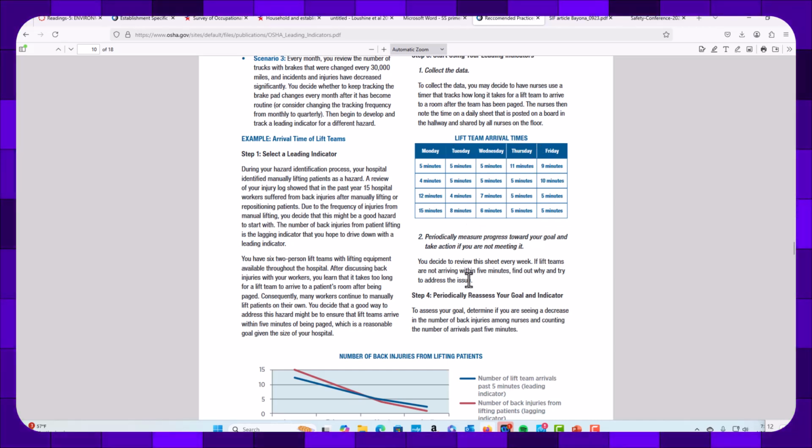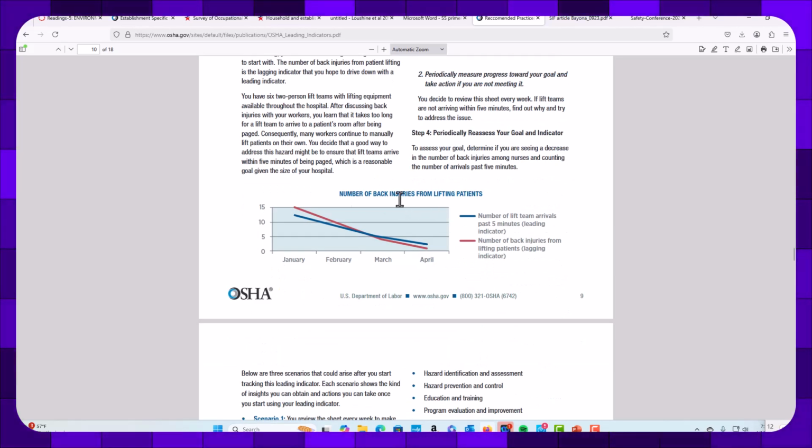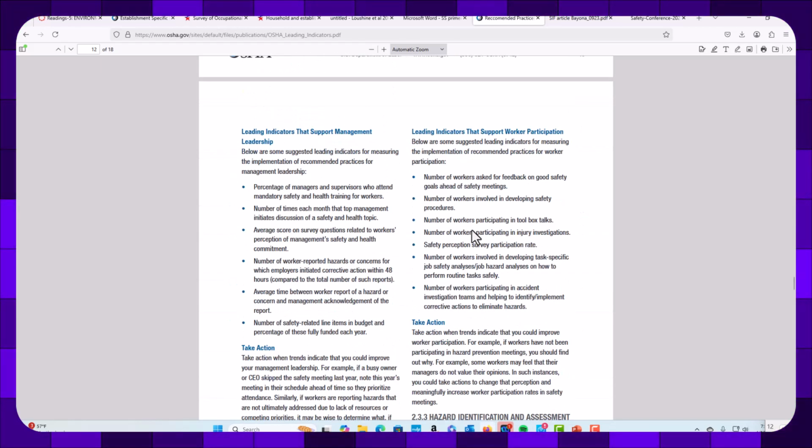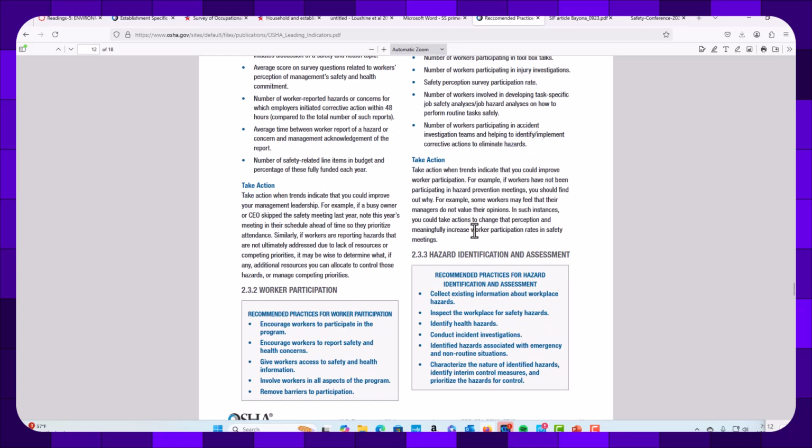Arrival times. Number of back injuries from lifting patients. Using team versus not. Yeah, I guess that might be a little bit better. Is the percent in which a team lift is committed when it's supposed to. Arrivals past 5 minutes. All right, I can see that a little bit. I think they're edging up closer to what you should do.